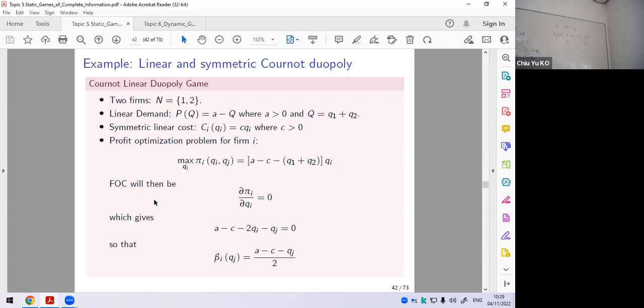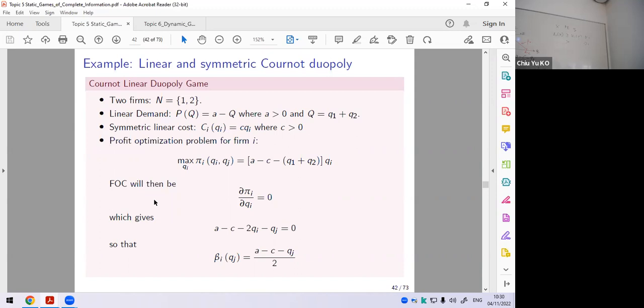You would probably see why this is the case, because at the intersection point, given player 2's choice, player 1 is happy here. It's the best, right? And the same for player 2: given player 1's choice, player 2 is already doing the best. So at what we call the fixed point, given this Q1, Q2, it maps to itself. That's why it's called a fixed point.